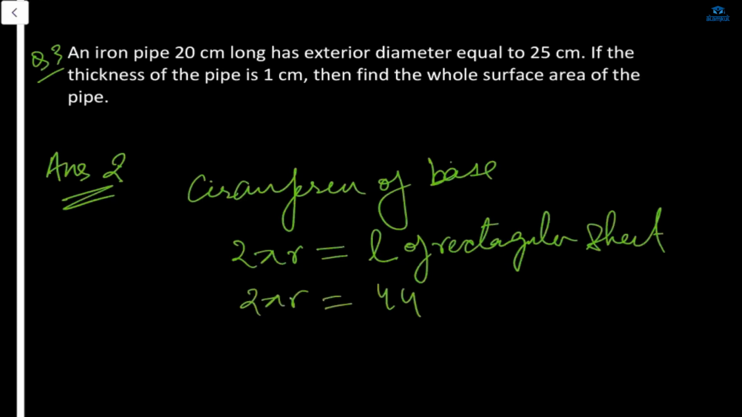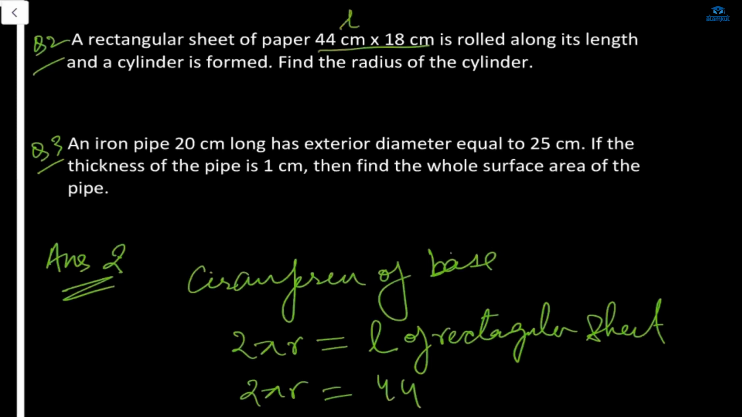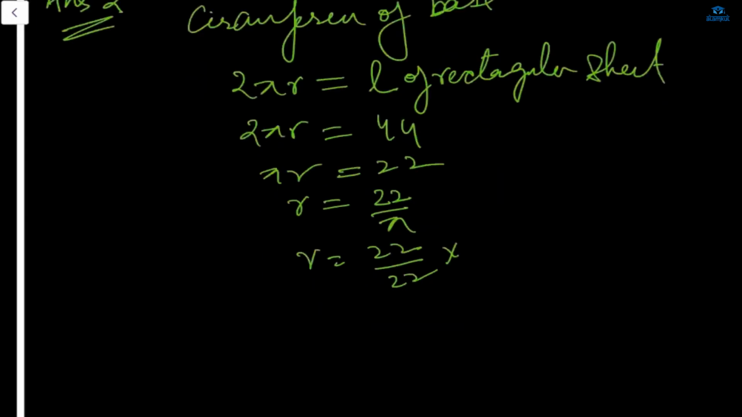Whenever we write this measurement we write length into breadth, and in this case the height is the other side. So 2 pi r is equal to 44, so pi r is 22, so r is equal to 22 upon pi. So r is equal to 22 upon 22 by 7, so r is equal to 7 centimeter.